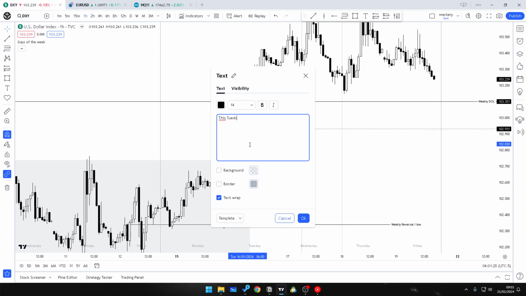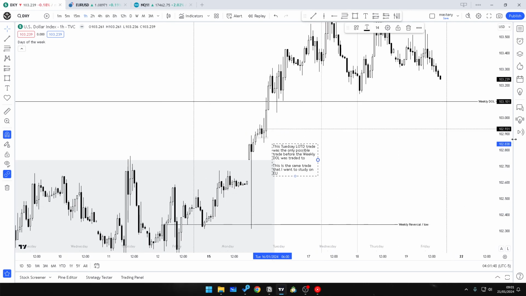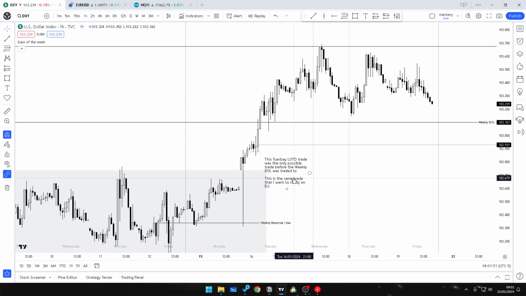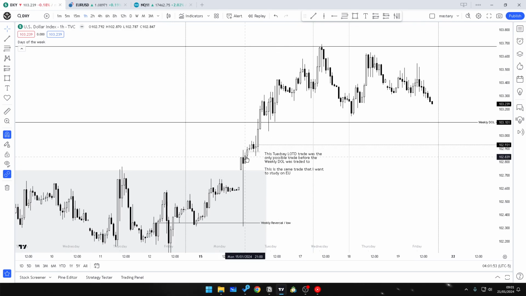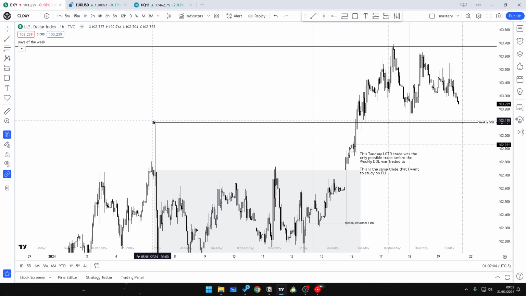This Tuesday low of the day trade was the only possible trade before the weekly tranquility was traded to. This is the same trade that I want to study on EU. So this was the only available trade with the 2-hour low of the day for Tuesday, and then the continuation on the upside into the weekly tranquility, and then I can hold higher.